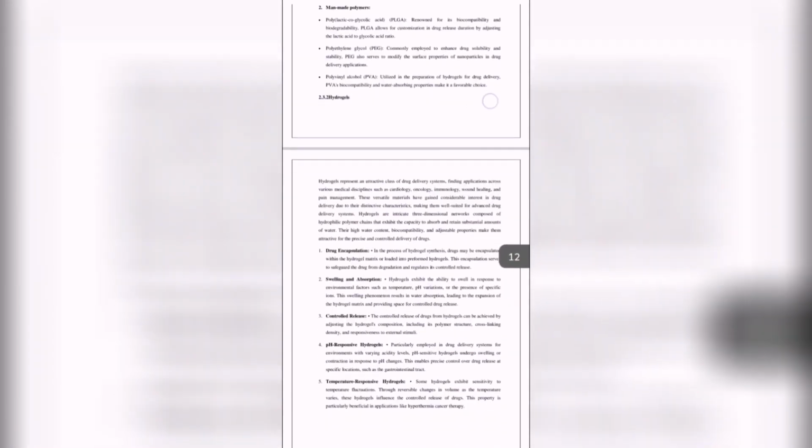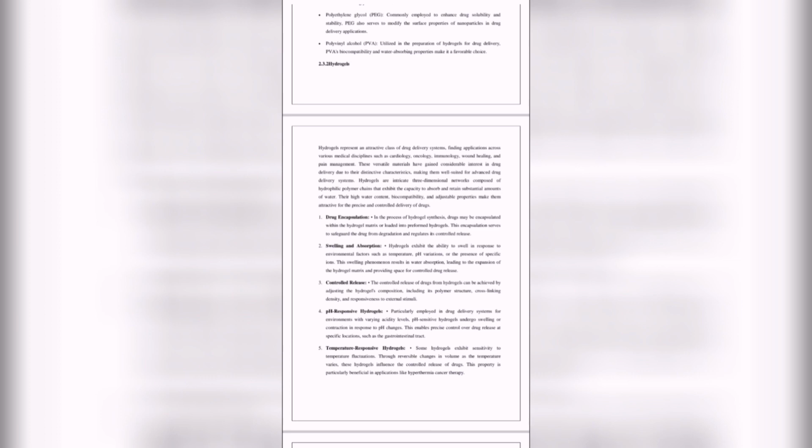Next one is hydrogels. Hydrogels are also very important in the advanced drug delivery system. Hydrogels represent an attractive class of drug delivery system, finding application across various medical disciplines such as cardiology, oncology, immunology, wound healing, and pain management. These versatile materials have gained considerable interest in drug delivery due to their distinctive characteristics, making them well suited for advanced drug delivery systems. So here we will see how hydrogels are used for advanced drug delivery systems.